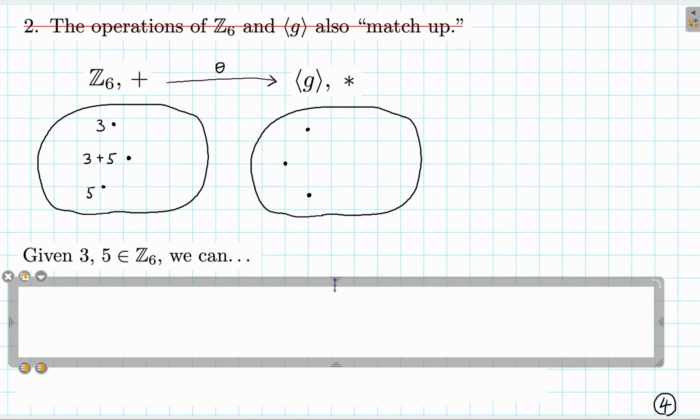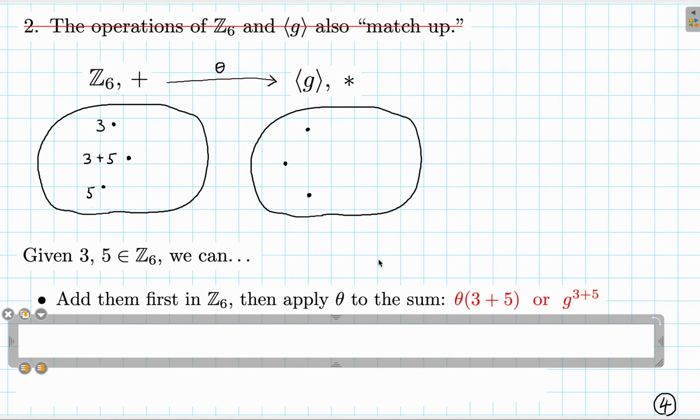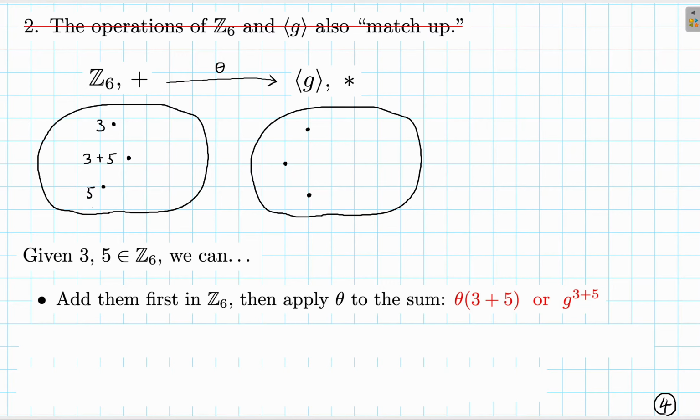So first, we could add them in Z6 and then apply theta to the sum. So we add them first in Z6 as follows. We get 3 plus 5. And then we can apply theta to that sum. And if we do that, we get theta of 3 plus 5, also known as g to the 3 plus 5th power.